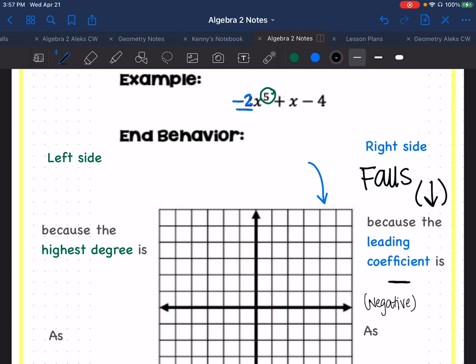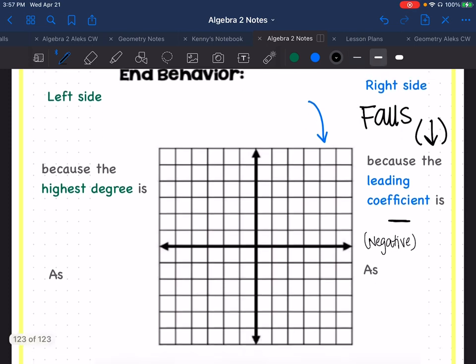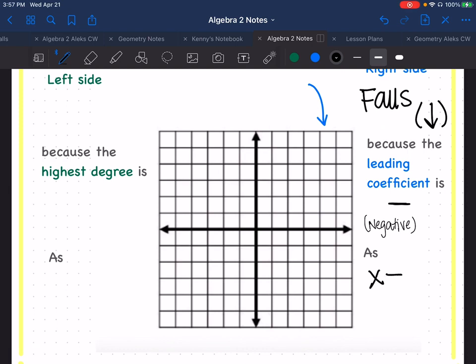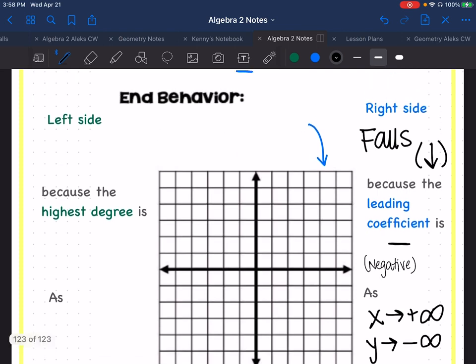Once again, what this means is that as x is approaching positive infinity, and remember, we're on the right side of the graph, so this is my x-axis, and these are the positives, so this is positive infinity, right? 1, 2, 3, 4, and so on. Y is going to approach negative infinity because it's falling.